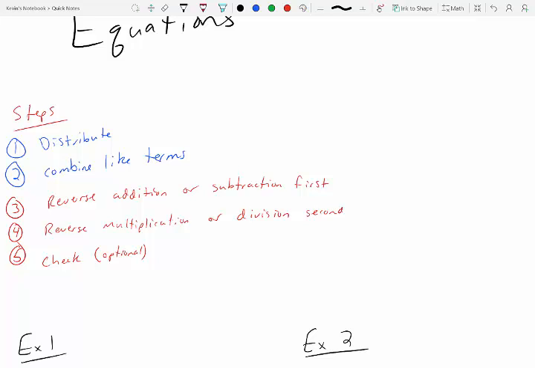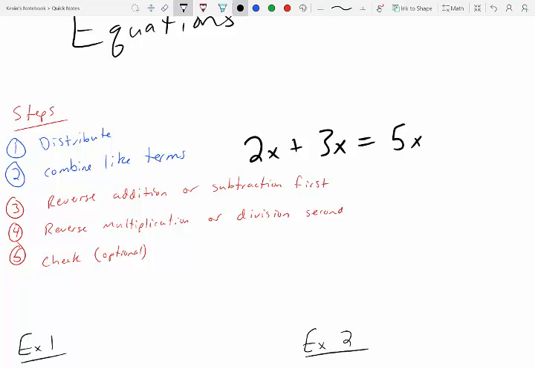So step 1 is we have to distribute. Whenever there's parentheses, we have to distribute what's outside into them. Step 2, we have to combine like terms. A like term is a term with the same variable part on it. So something like 2x and 3x are like terms, and we would combine those and we would get 5x.